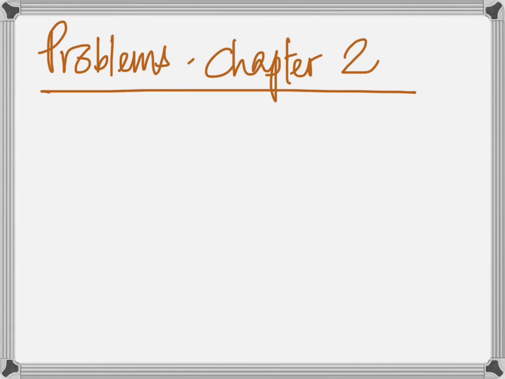Here are the answers to problem set number 1, which is chapter 2. In the first question, the helicopter blade is spinning at 100 revolutions per minute. Its tip is 5 meters from the center. You're asked to find the speed.